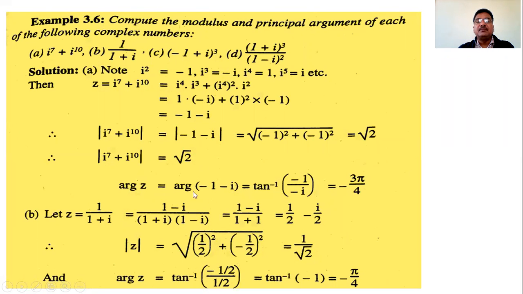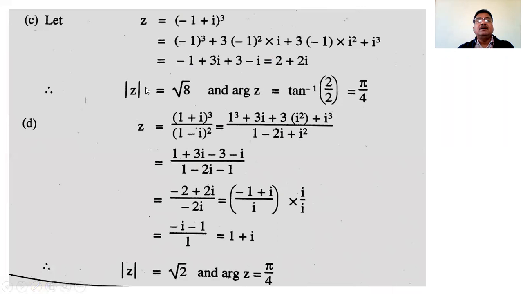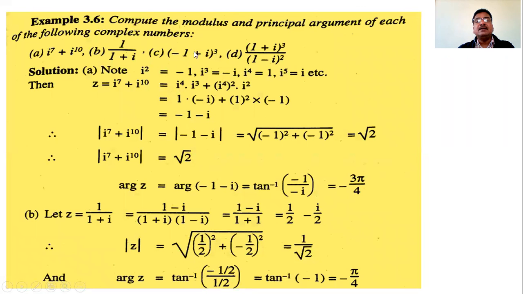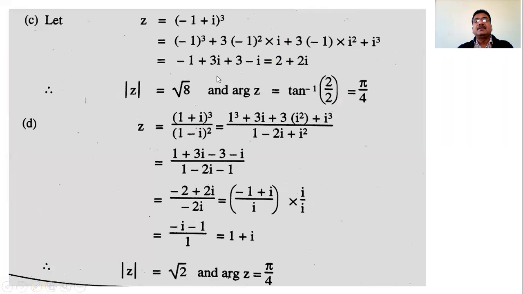So convert all these problems into that form. Then the third number is minus 1 plus i raised to 3. First find its third power. x plus y raised to 3 is x cube plus 3x square y plus 3xy square plus y cube. By using that formula, we get the answer.